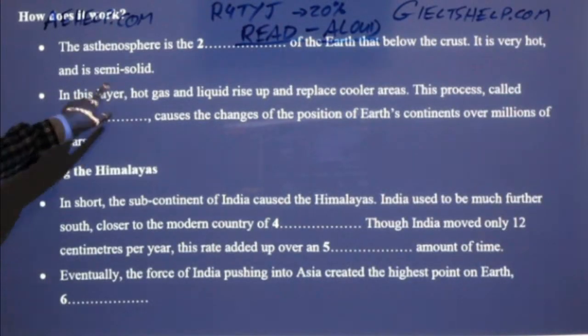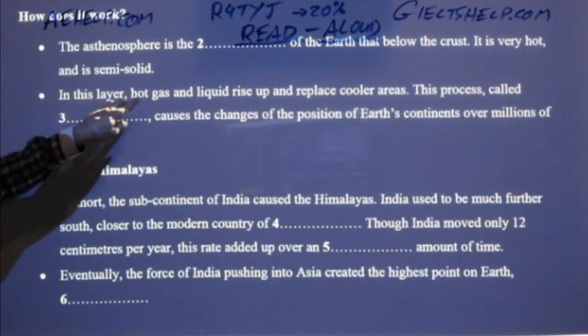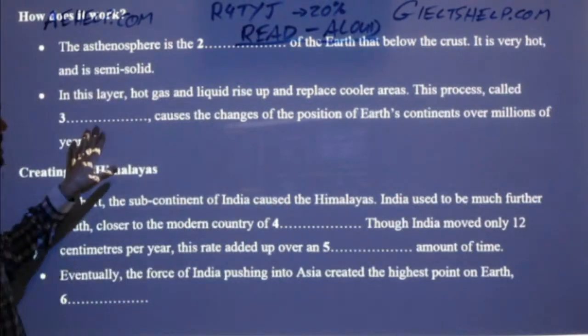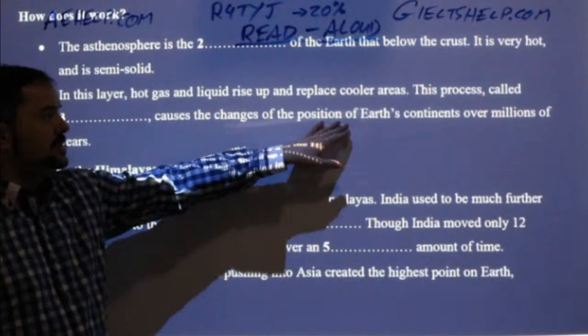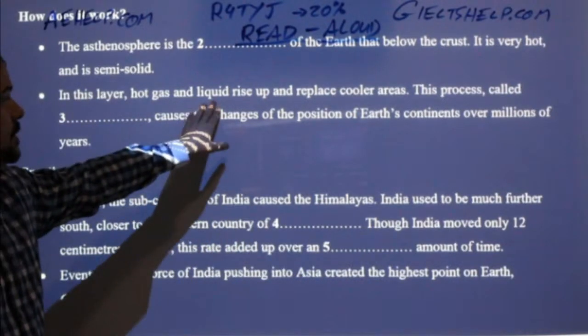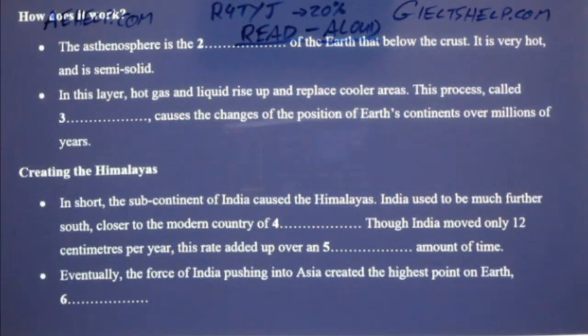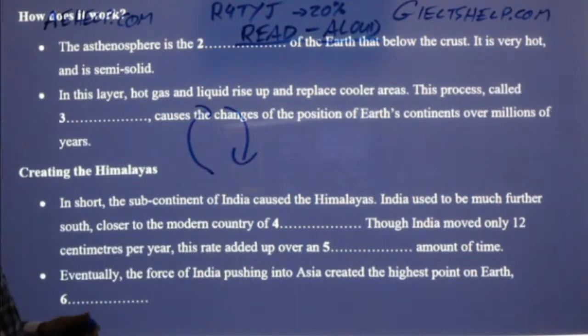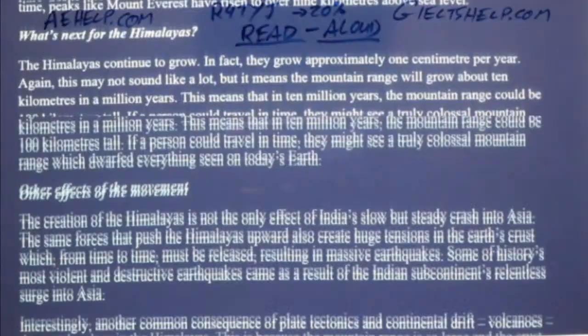In this layer, this helps me with this question. In this layer, hot gas and liquid rise up and replace cooler areas. This process called something causes the changes of the position of the earth. So liquid rises up and replaces cooler areas. What is this process called? Okay, so hot gas goes up, cooler things go down. Well, maybe I'm not sure at this point. I want to go back and quickly check. So this is the process.